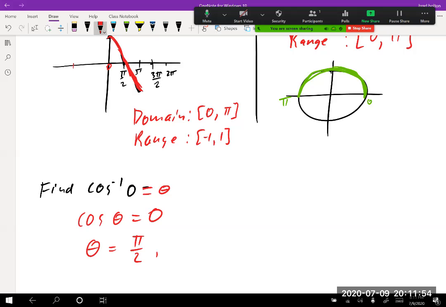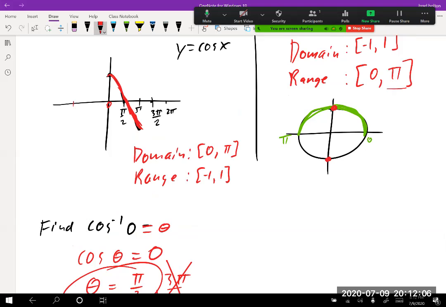But wouldn't it also be 3 pi halves, right? So it's down here or here. My cosine is 0 on both those locations, but I can't use that one because it's not in my range. It's not an answer that I'm allowed to get. My range is only from 0 to pi. Okay, so I'm going to use pi halves.